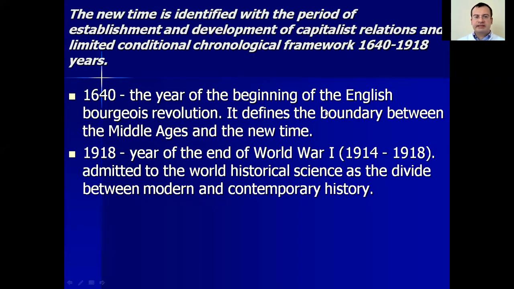The New Time is identified with the period of the establishment and development of capitalist relations, and its conditional chronological framework is from the 1640s until 1918. 1640, the year of the beginning of the English bourgeois revolution, defines the boundary between the Middle Ages and the New Time. And 1918 is the year of the end of World War I, and is admitted to world historical science as the divide between modern and contemporary history.